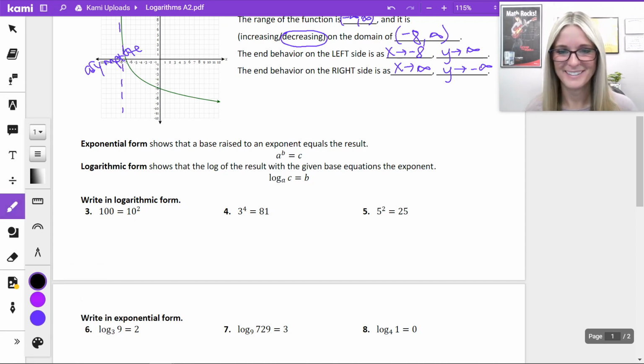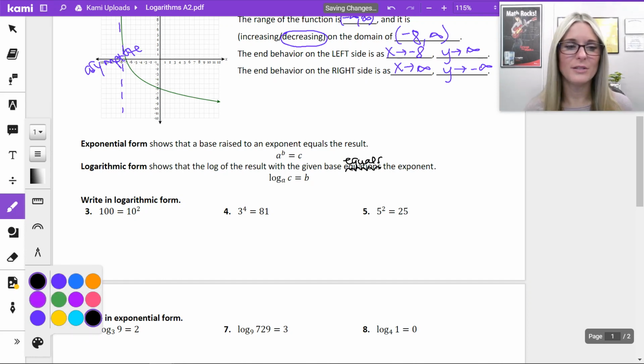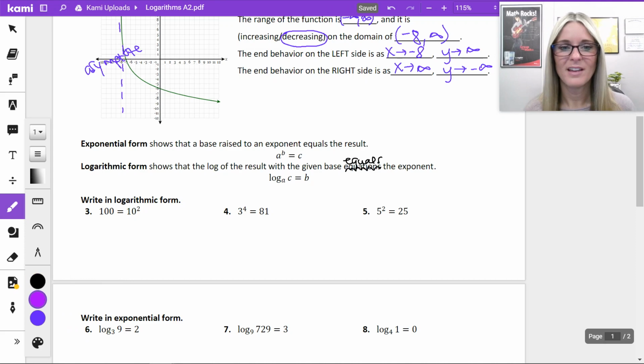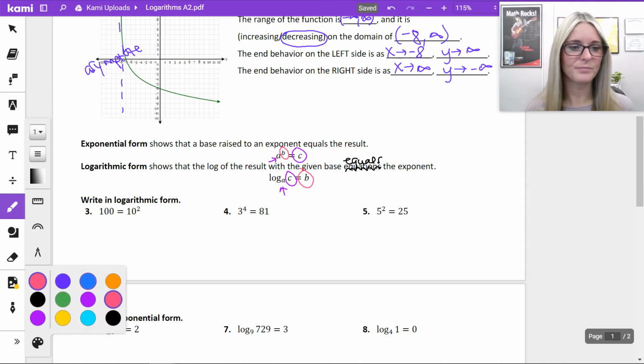Logarithmic form shows that the log of the result with a given base equals the exponent. We've got a typo there. Let's fix that. Okay. Logarithmic form shows that the log of the result, so that c value, the log of c with that same base, the original base from the exponential form, equals the exponent. Let me do the exponent in a different color. b equals b. Okay. Let me show you with real numbers, right?